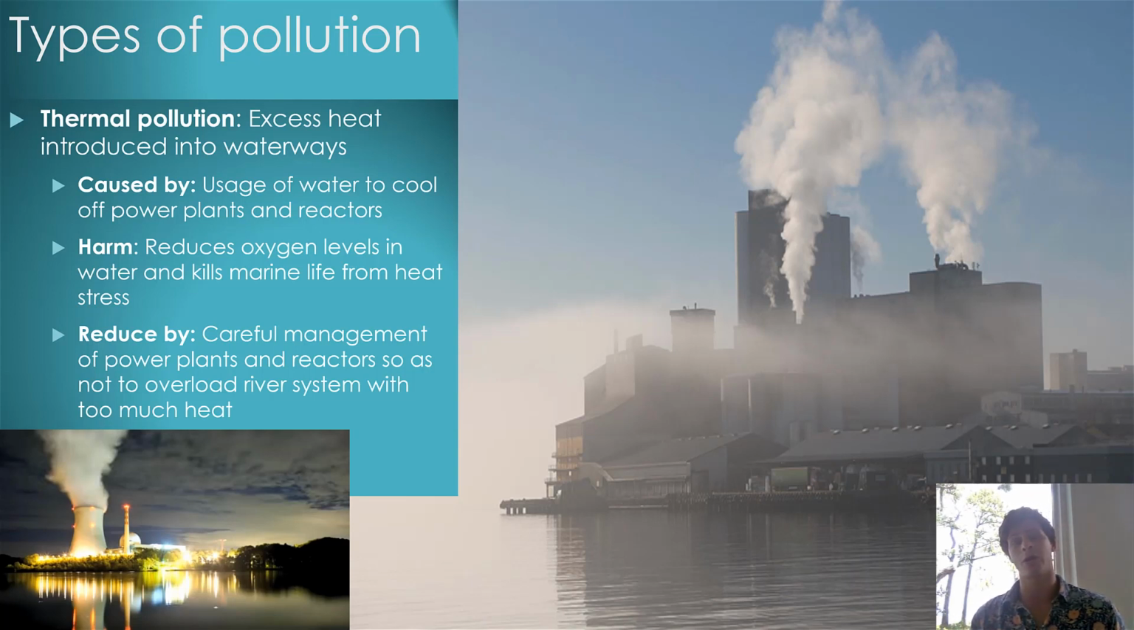Normally, fish and other aquatic organisms have adapted to a very specific temperature range. They are far more susceptible to heat fluctuations than we are as mammals, and as a result, even an increase in temperature of a few degrees Celsius can wipe out a ton of different organisms and cause a ton of different fish kills. We can reduce this by careful management of power plants.